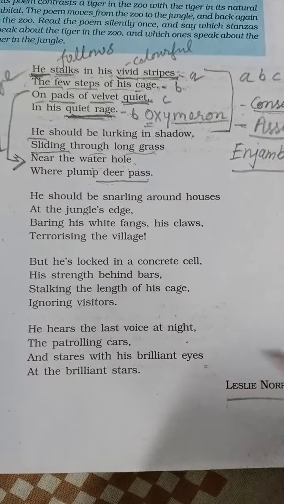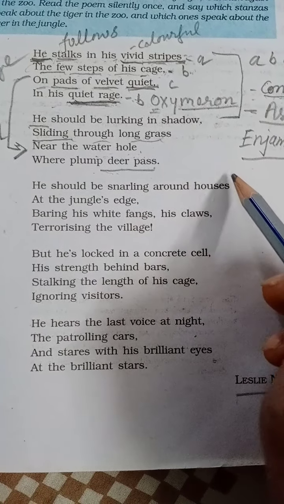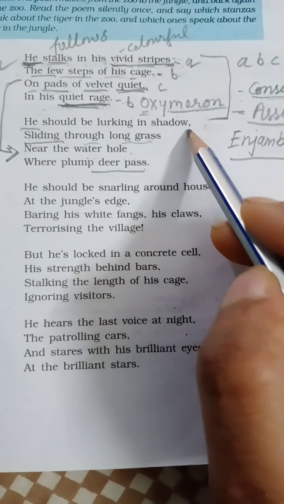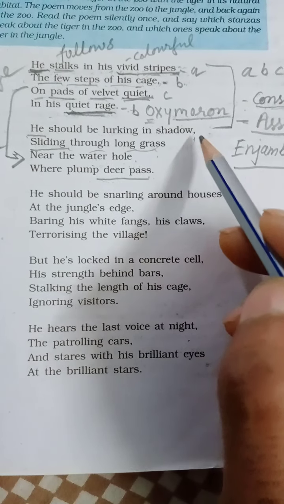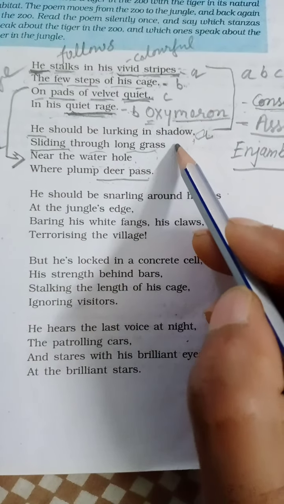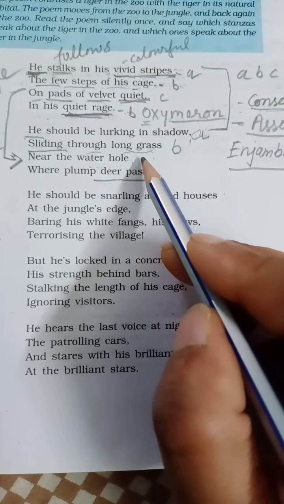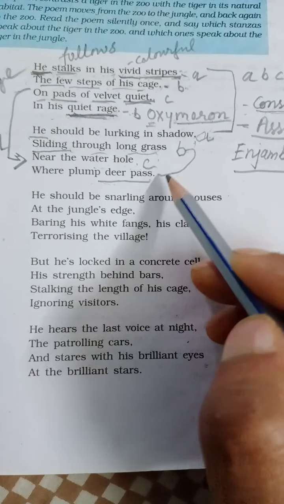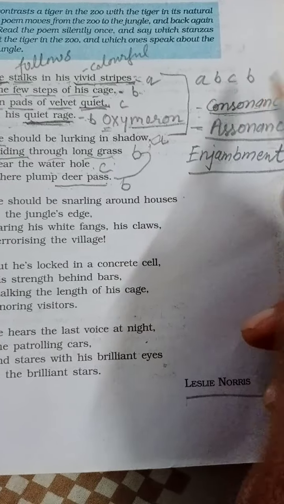Third one, in this stanza again, if we talk about rhyming scheme, then they see here shadow and grass, pass. So here it is A, B, then here whole it is C, and grass rhymes with pass. So it is B again. Same A, B, C, B.